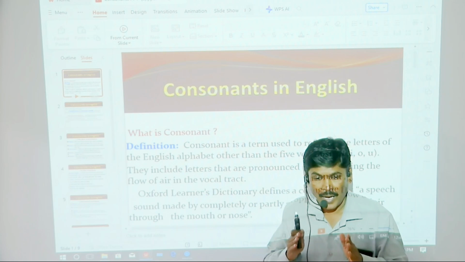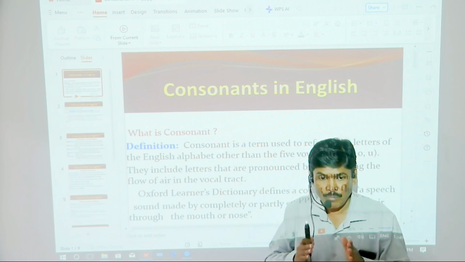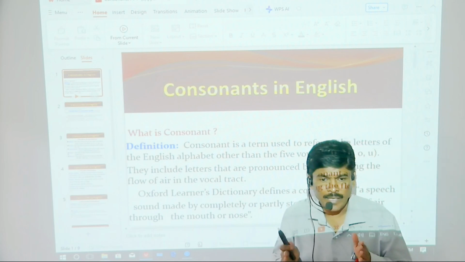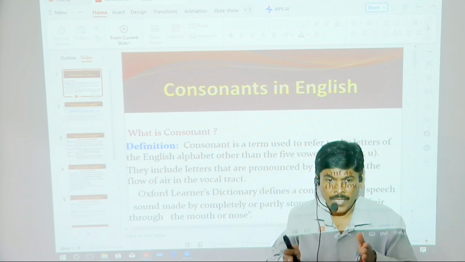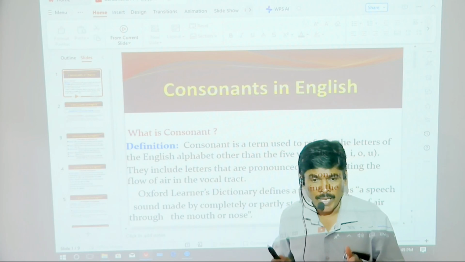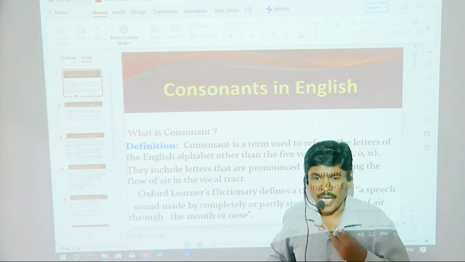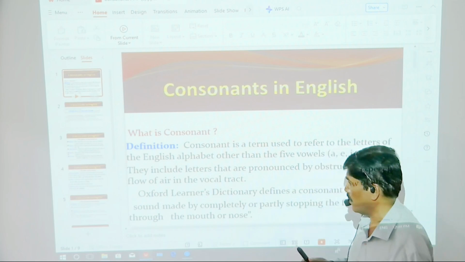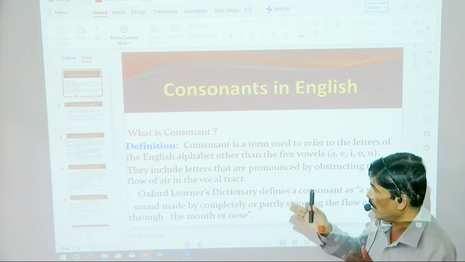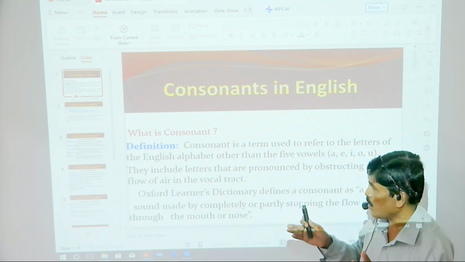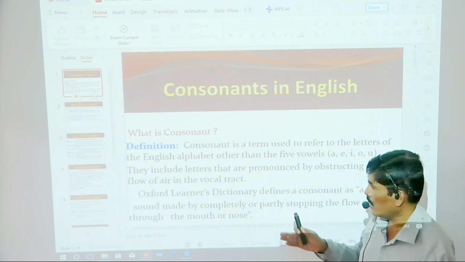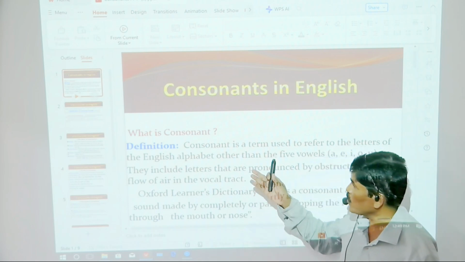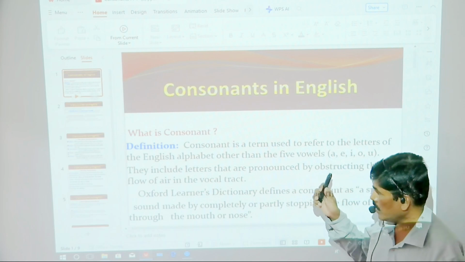But when we produce the consonant sound, there are obstacles created in the flow of the air. Those obstacles are created by lips, tongue, and sometimes the vocal cords or larynx. When this airflow has certain obstructions in the vocal tract, that time consonant sound is produced.